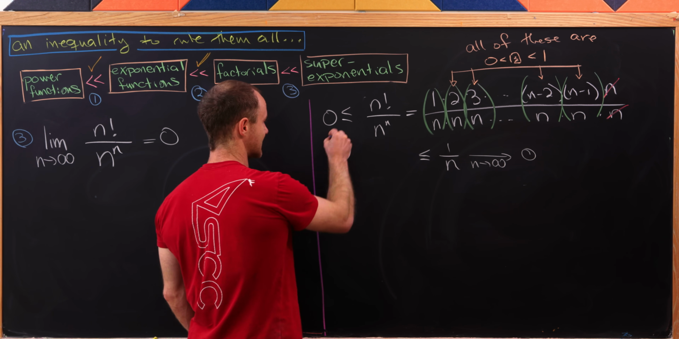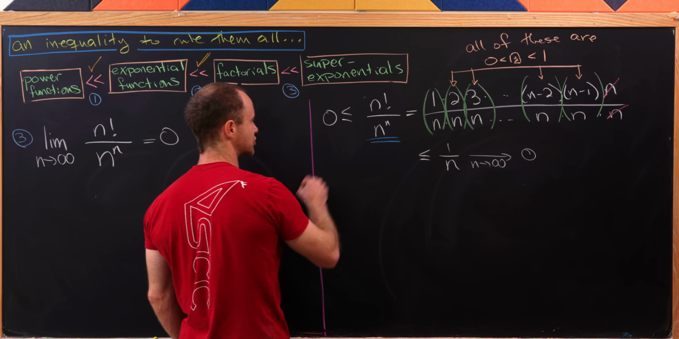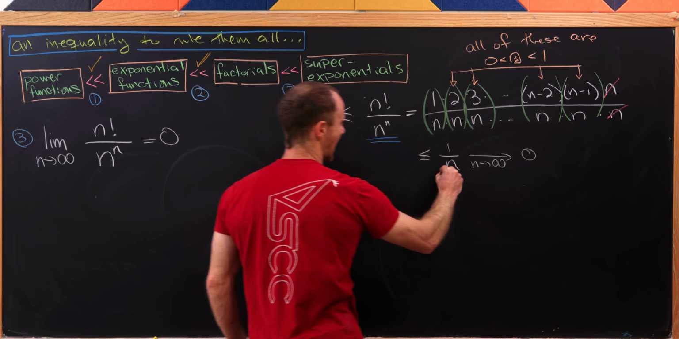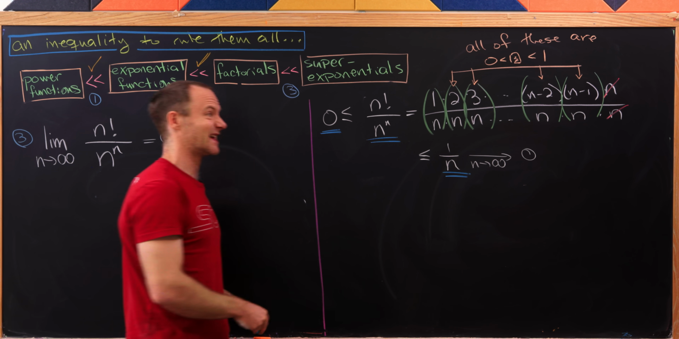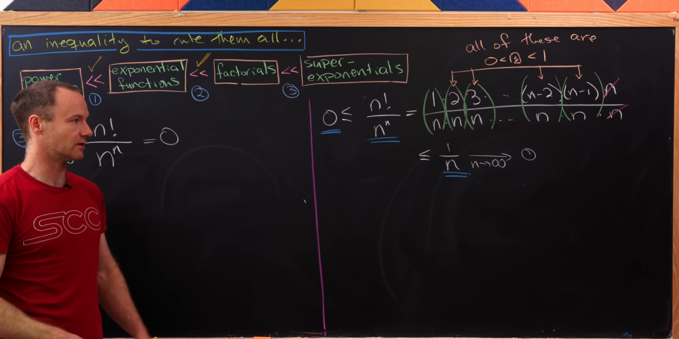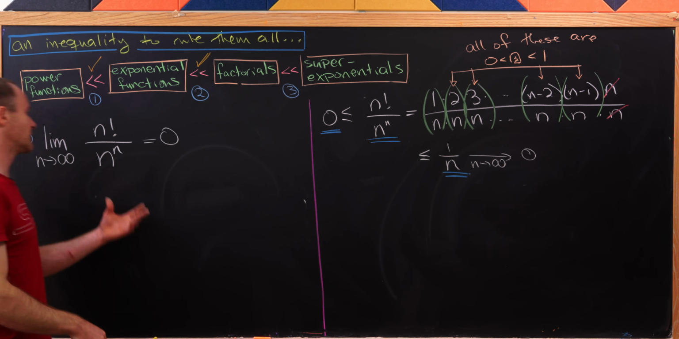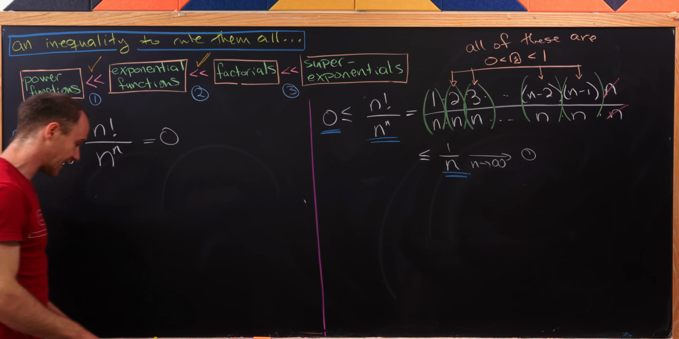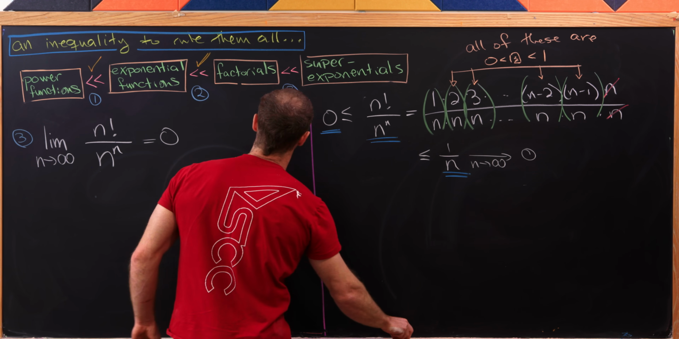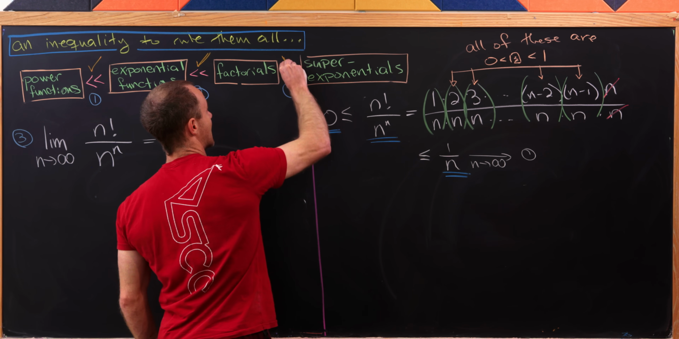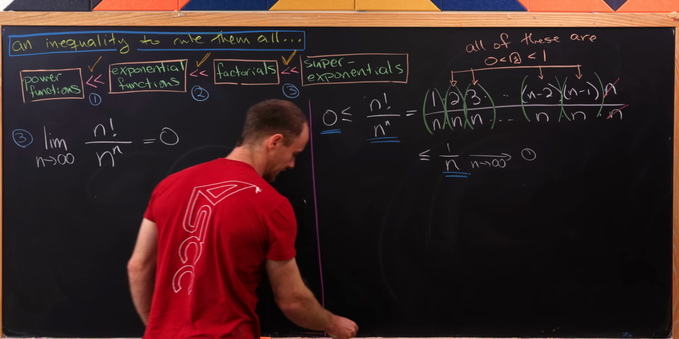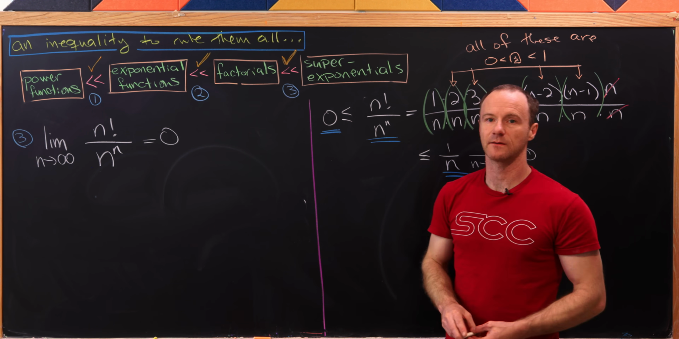So just one last time, we've pinned our goal function between 0 and a sequence that clearly limits to 0. But then by the squeeze theorem, we have exactly our final result. And we have proven this last growth rate inequality. And that's a good place to stop.